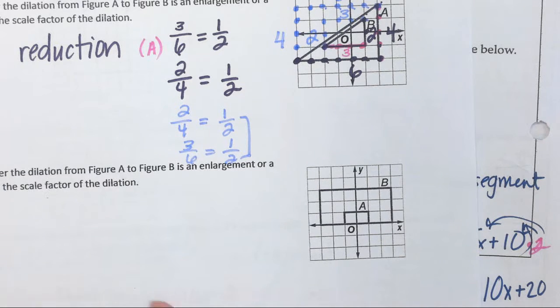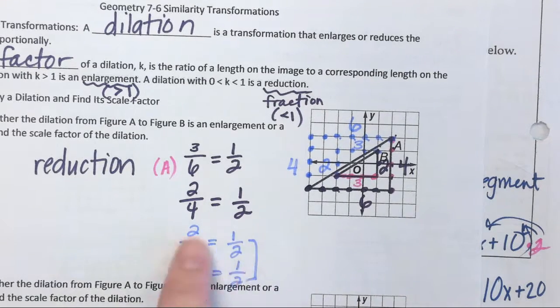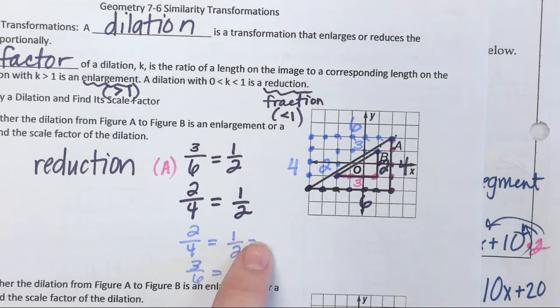Okay, do I have to do any of this voodoo magic Miss Compton just did? No. There's no slanted sides. There's no slanted sides. So this is going to be easier.